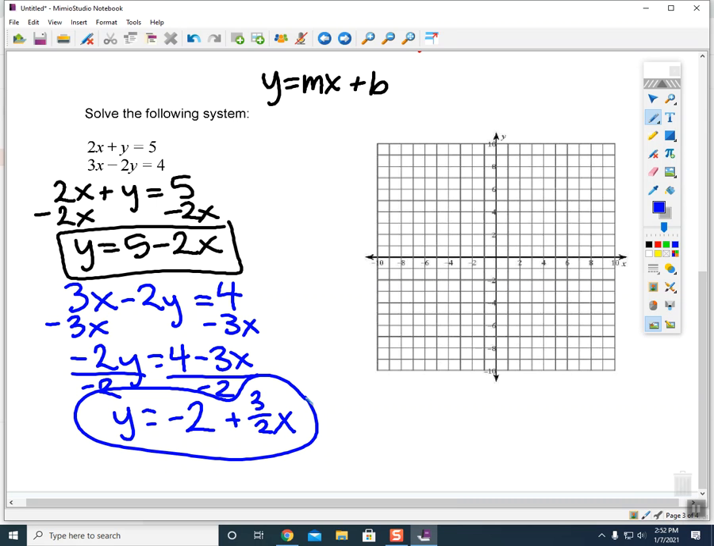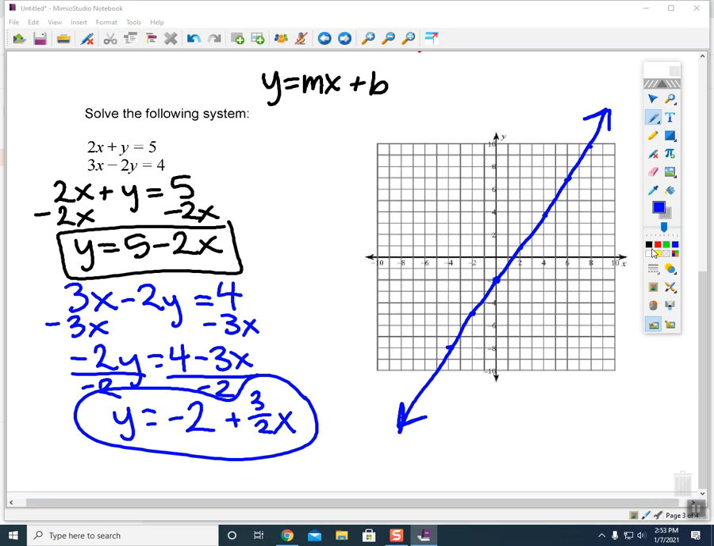Okay, since I already have my blue one, I'm just going to grab this one first. The y-intercept is at negative 2. The slope is a positive 3 over 2, which means I'm going to go up 3, right 2. Up 3 over 2, up 3 over 2. All right. So my line looks like this.